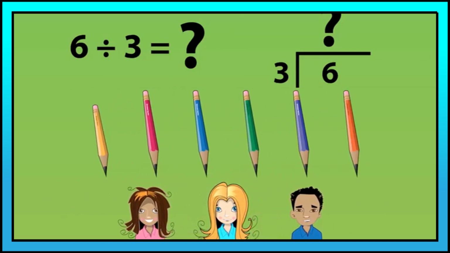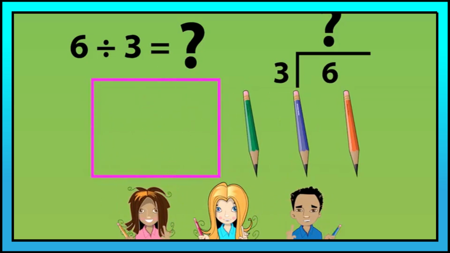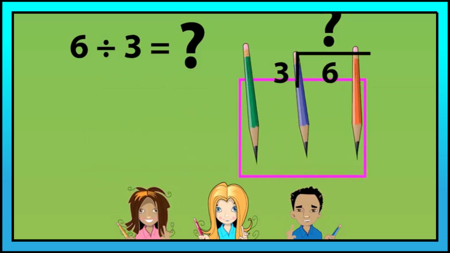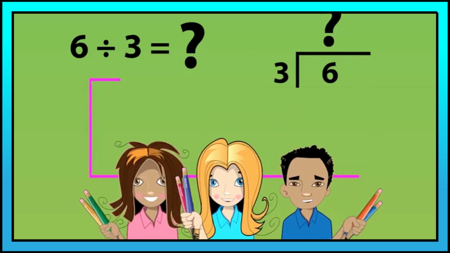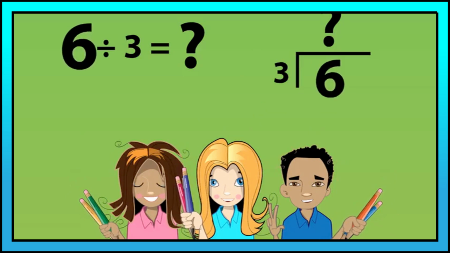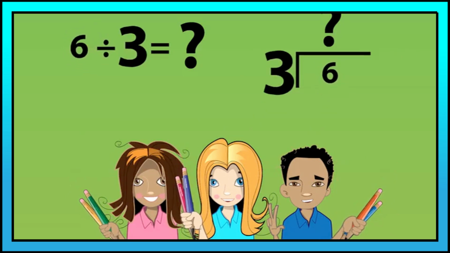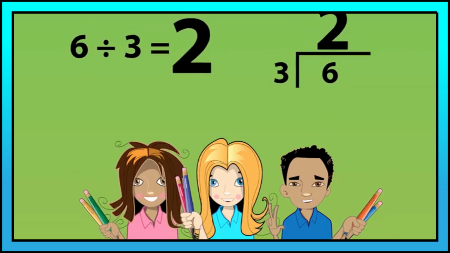Let's give each student 1 pencil. Take 3 pencils and hand them out. Now, take another group of 3 and hand them out. All the pencils are gone. So, each student receives 2 pencils. 6 divided by 3 equals 2.